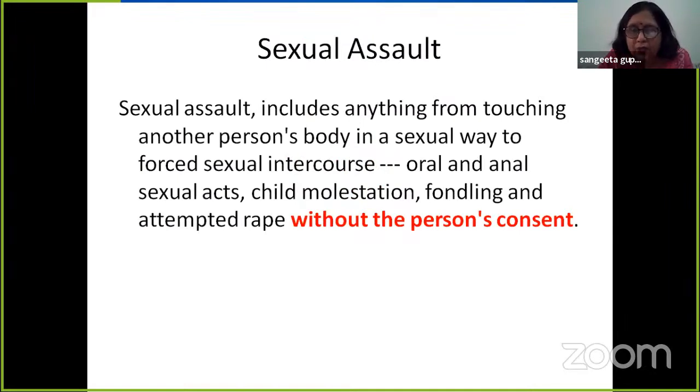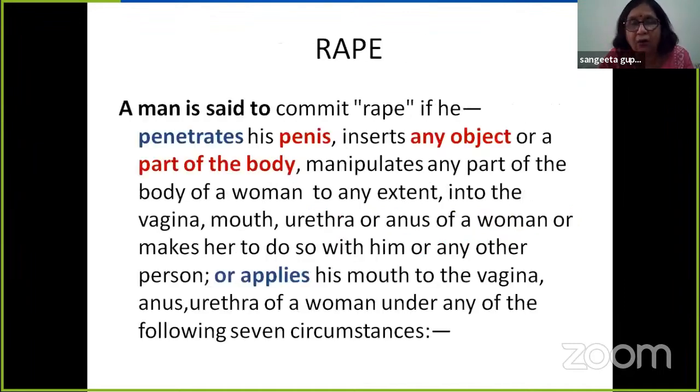Now, to start with, they should know what is a sexual assault. A sexual assault includes anything from touching another person's body in a sexual way to forced intercourse. Touching to forced intercourse without the person's consent is called a sexual assault.